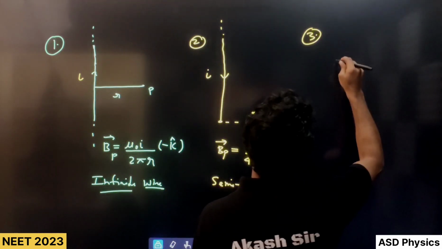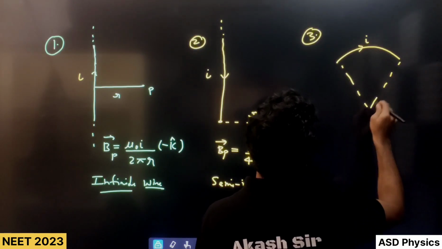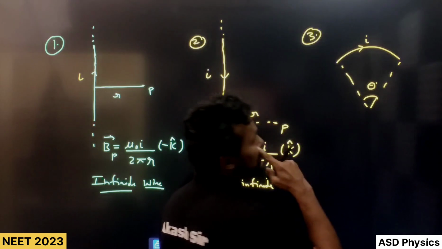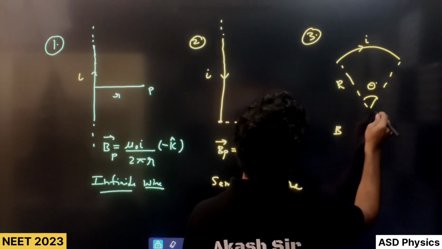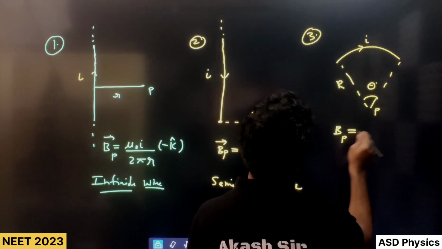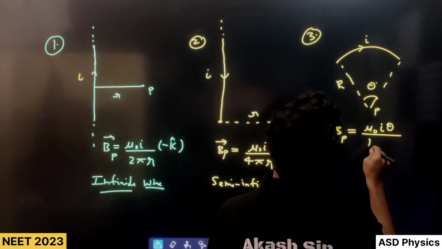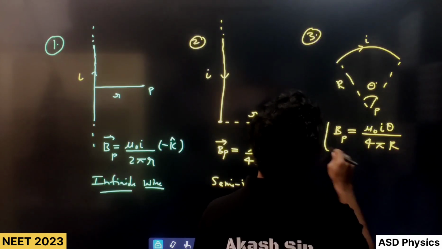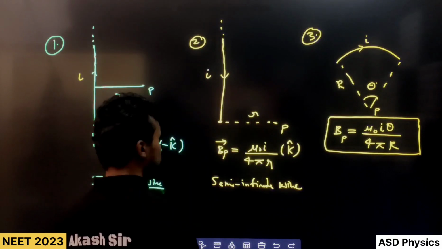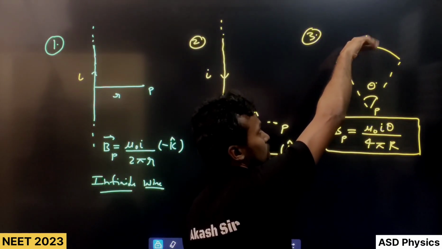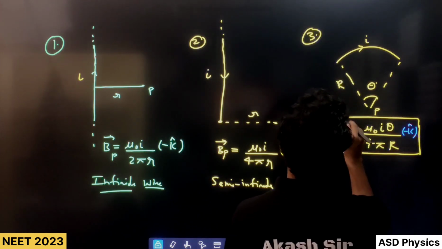After that, if in case any kind of arc is there like this, current is going like this, and here this angle is theta. Let's take radius is R. So here again at point P the magnetic field is given by mu naught I theta by 4 pi R. In which direction is the magnetic field? Put your fingers along the current, palm towards the point, thumb is going inside. That means here minus k cap is there.